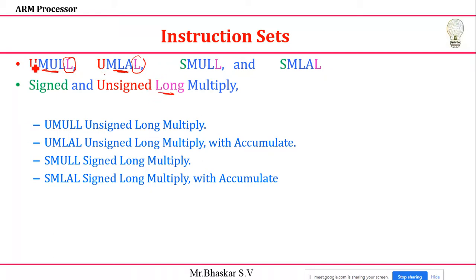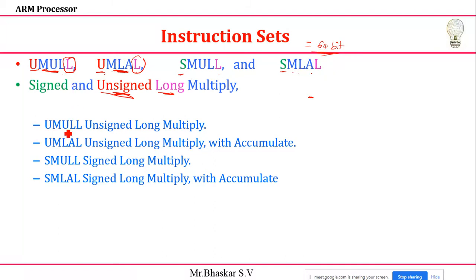So you have a U. U means unsigned. S means signed. Signed usually means negative numbers are possible, and unsigned means positive numbers only. So UMULL and UMLAL, and SMULL and SMLAL, are the instructions generally we are going to use if the result is more than 32-bit, that is a 64-bit result.